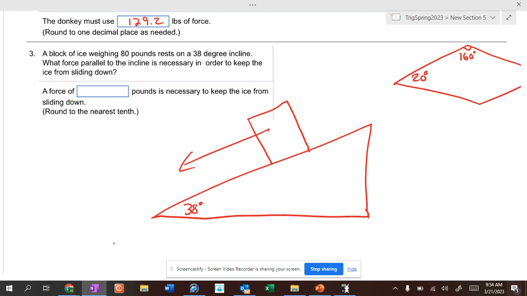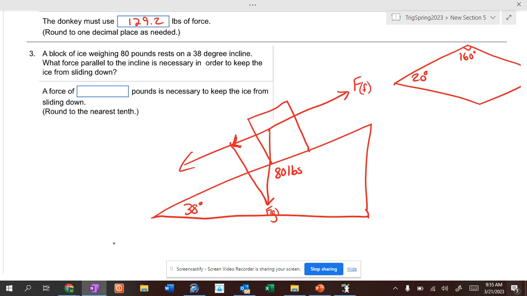Now, the force of gravity pulls this straight down. That's gravity, the force of gravity. What keeps it on the ramp is the force of friction. Okay? So gravity pulls it down this way. The angle of the ramp pulls it down that way. What we need to figure out is what this force is right here that's pulling it that way. Okay? Because we know the force straight down is 80 pounds.